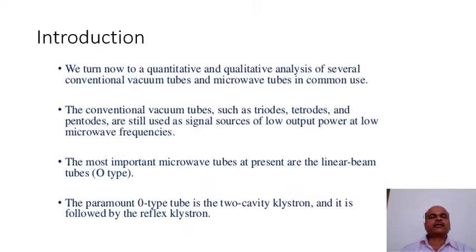Next, the conventional vacuum tubes such as triodes, tetrodes, and pentodes are still used as a signal source of low output power at low microwave frequency. The most important microwave tubes at present are linear beam tubes, also called O-type tubes. The paramount O-type tube is the two-cavity klystron, followed by the reflex klystron. Okay, so O indicates the original.